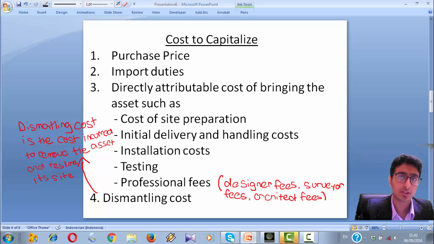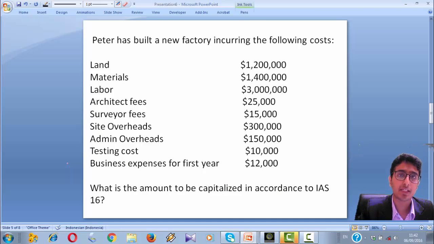Now, we have learned the cost to capitalize. Let us illustrate this with an example. Peter has built a new factory incurring the following costs: land, material, labor, architect fee, surveyor fee, site overheads, admin overheads, testing costs, and business expenses for the first year. The question asks us, what is the amount to be capitalized in accordance to IAS 16?